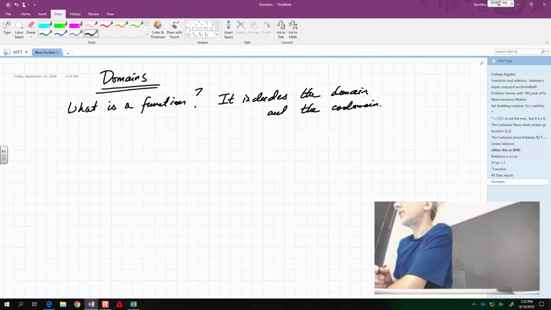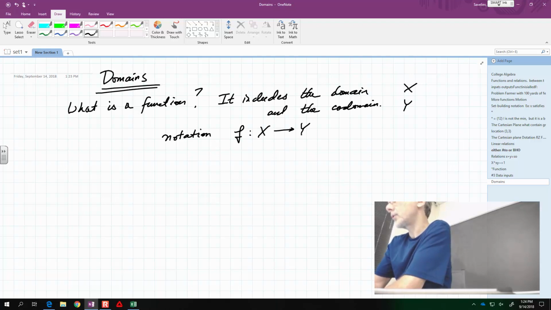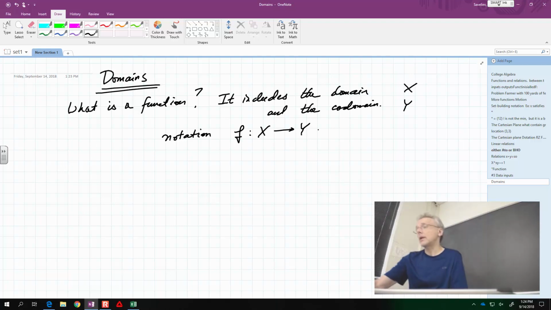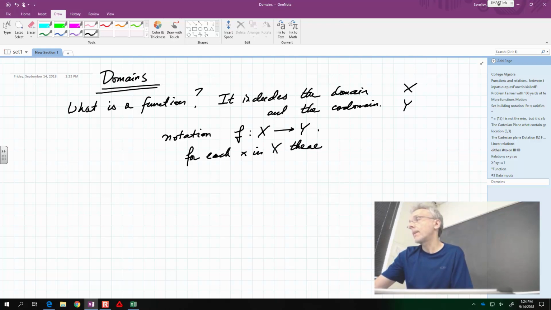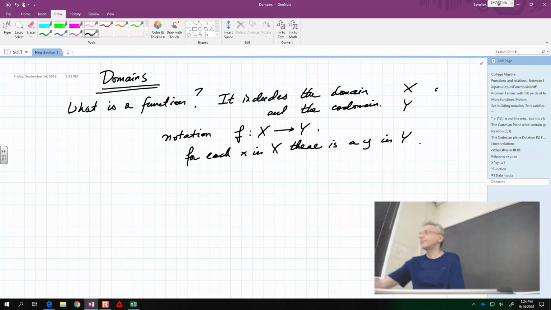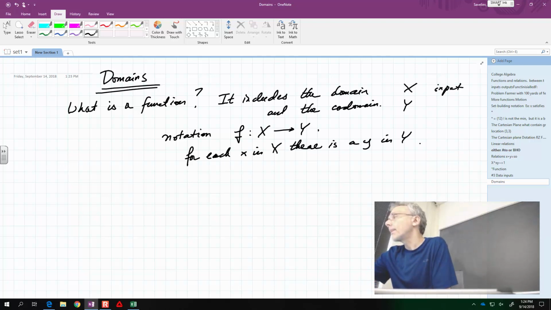Remember those sets that we called X and Y. So the notation is actually frequently used. Notation: f from X to Y. Once again, X is the domain, Y is the codomain, and the idea is that for each x in X, there is a y in Y. Okay, so that's a function. An input turns into an output somehow.